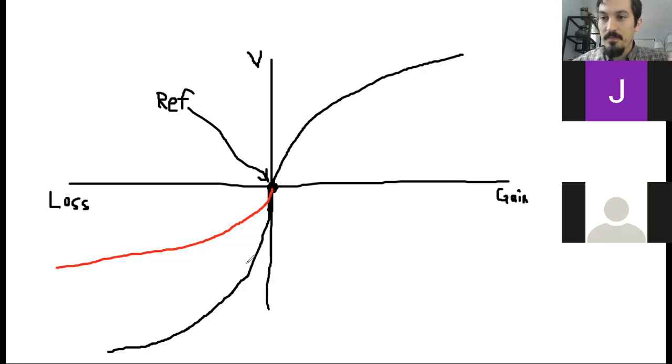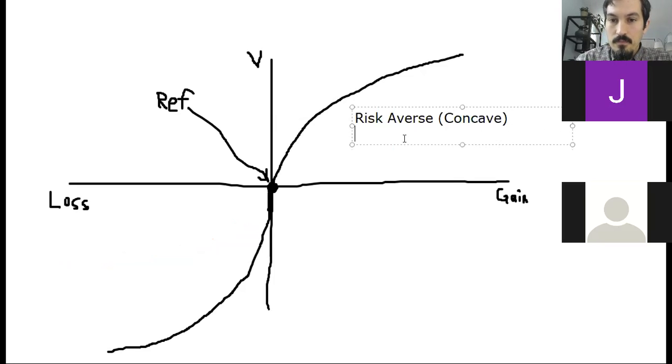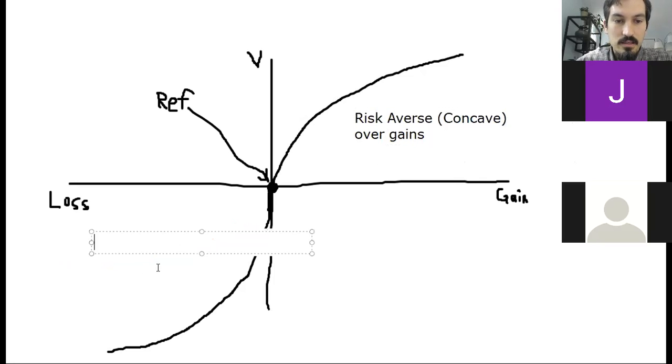So let me summarize the things you need to know about, remember this eraser, will that just erase? I thought that would erase the red. Yeah, it did. The things you need to know about the value function: it has the reference point. It has risk aversion here, doesn't it? Text, maybe I'll do some text. Risk averse. In other words, concave, because the value function is concave over gains. See that? How about losses?